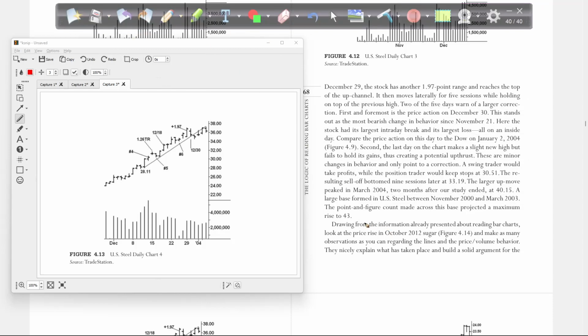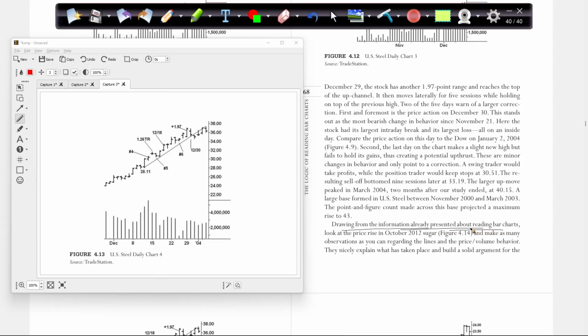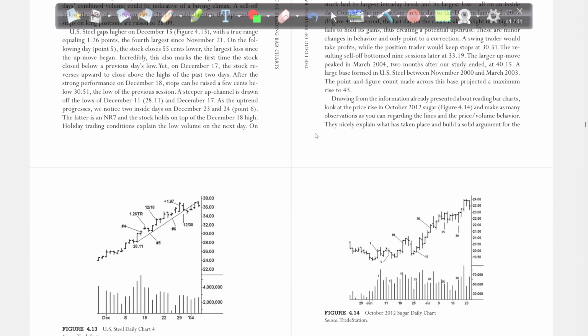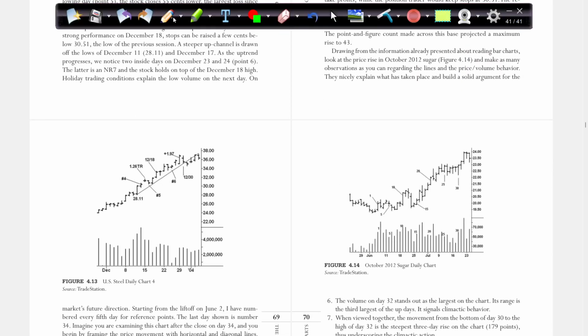Drawing from the information already presented about reading bar charts, look at the price rise in October 2012 sugar in figure 4.14. Make as many observations as you can regarding the lines and price-volume behavior. They nicely explain what has taken place and build a solid argument for the market's future direction.